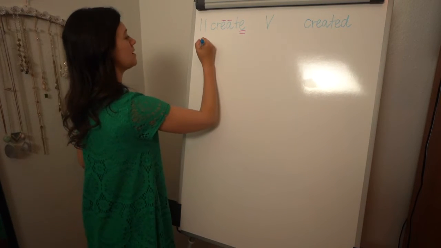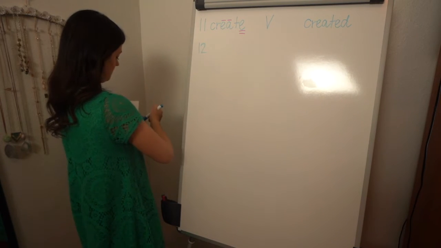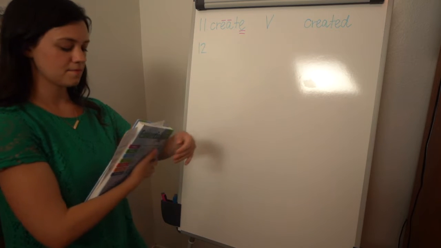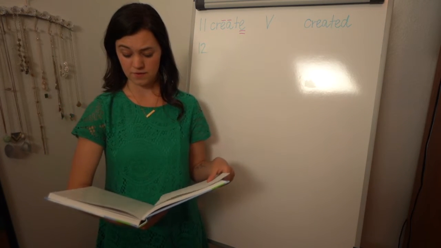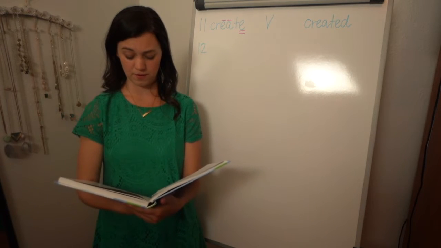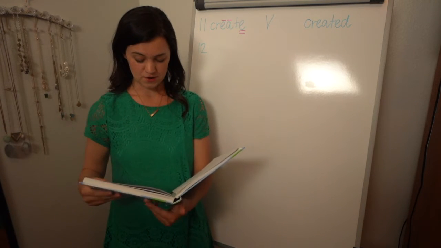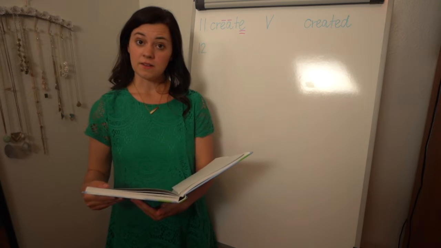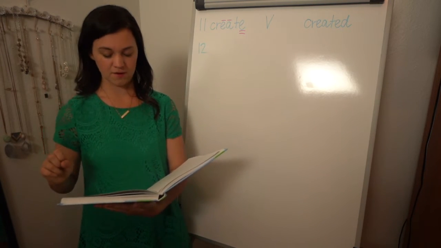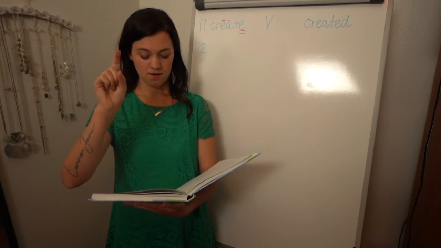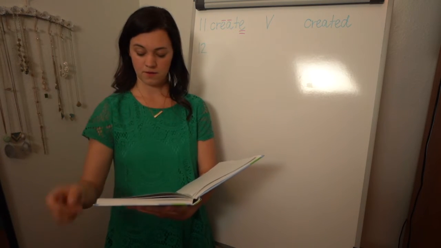All right, number 12 is nervous. I am always nervous when starting something new. Nervous. How many syllables in the word nervous? 2. Very good. I'm going to finger spell it for you. Go ahead and try to write it.